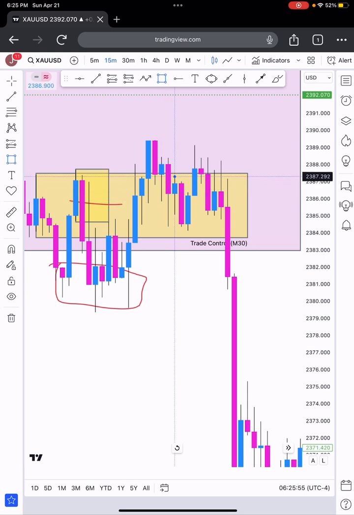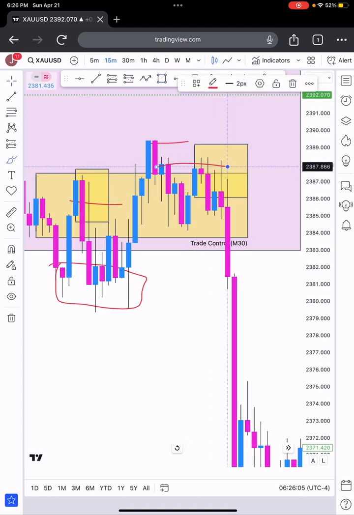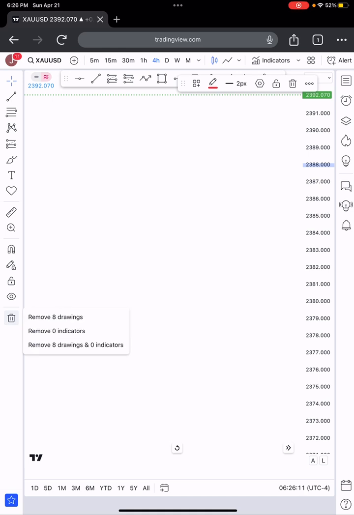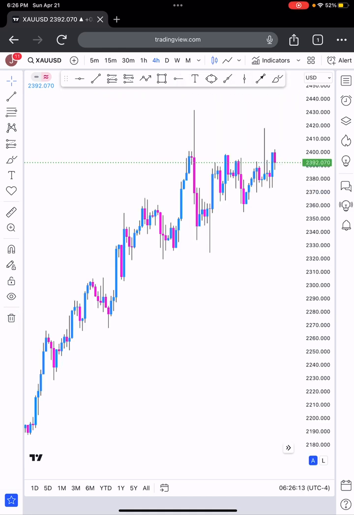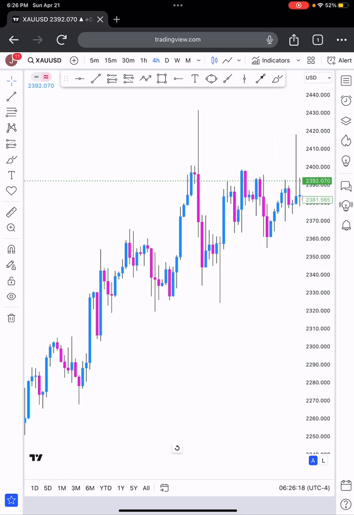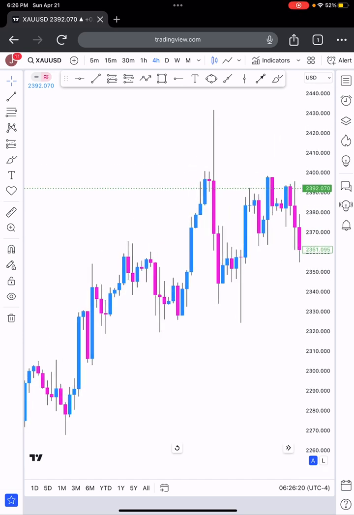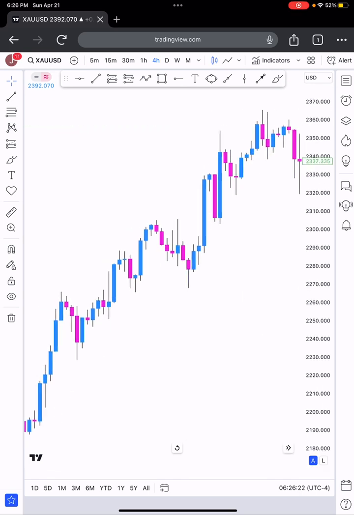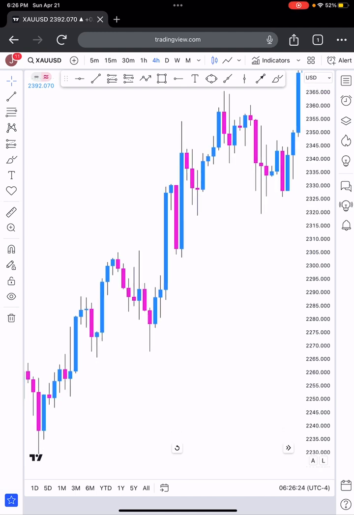I wouldn't consider that. This one I would consider, because I want to get it closer to the top of here. And yeah, that's basically it. That's how the confirmation entry works. Pretty simple, pretty straightforward. It's just waiting for an engulfing or an engulfing fail in the zone. So once you've established the trade control, then you drop down and you just basically look for the same thing.